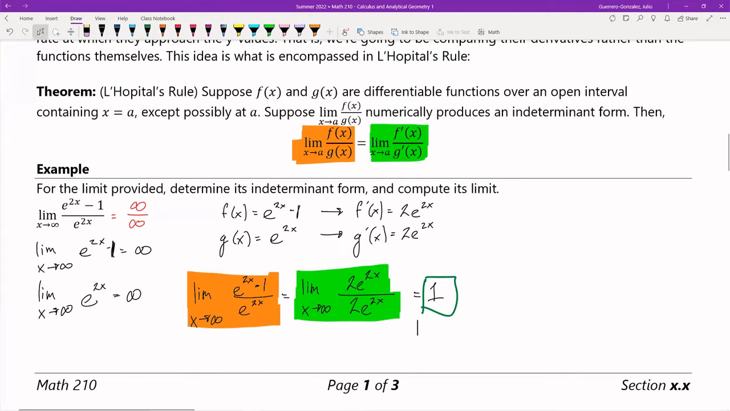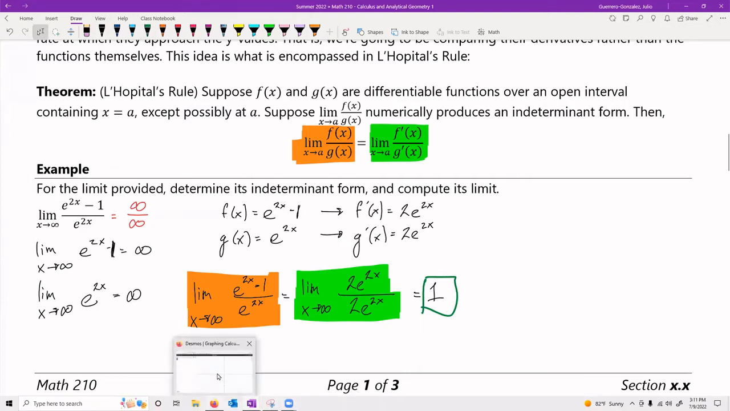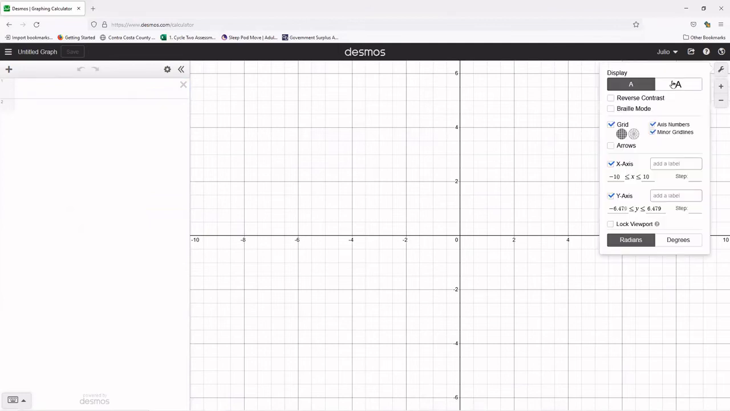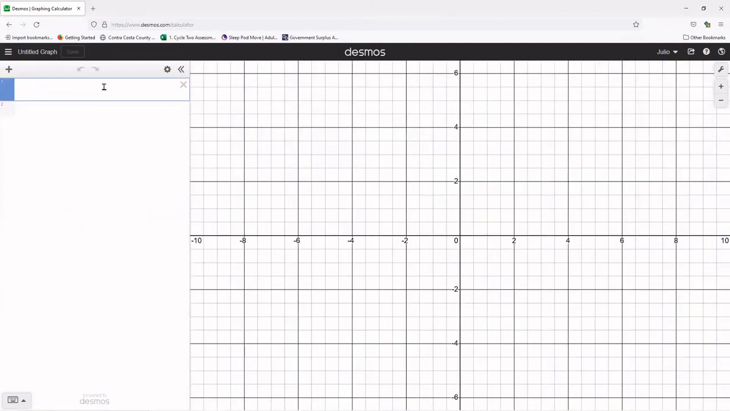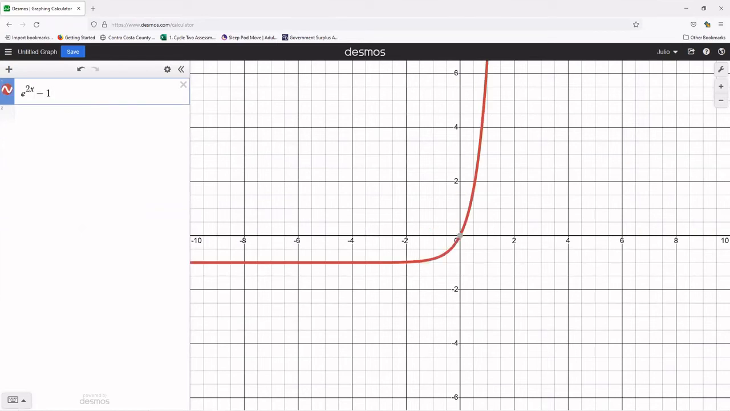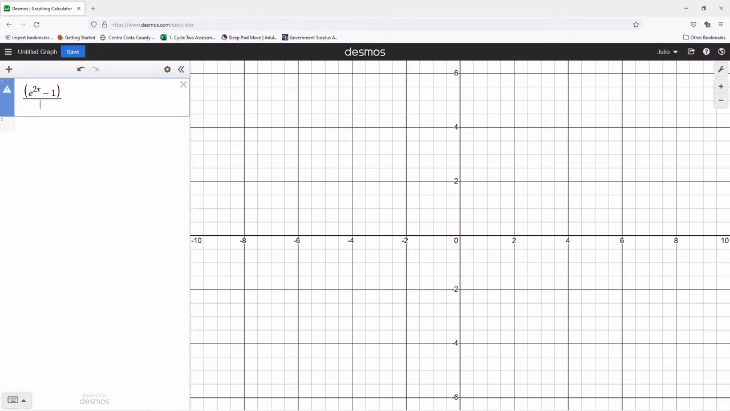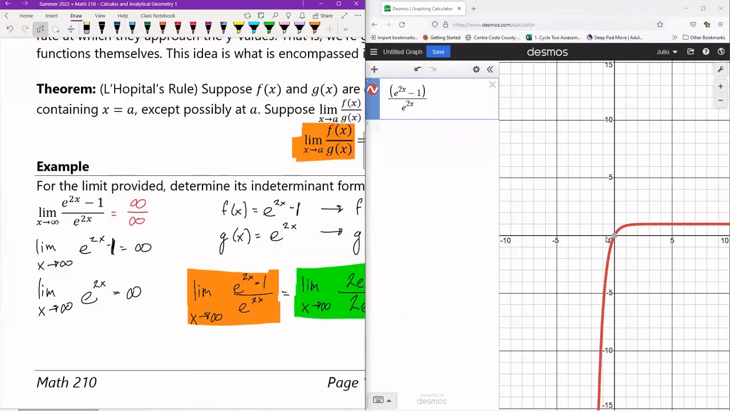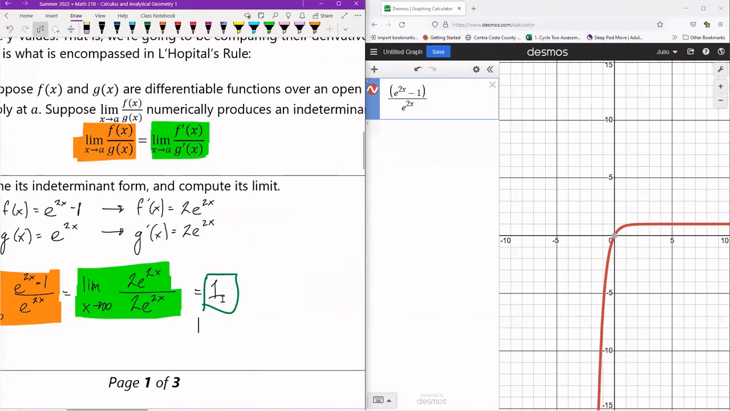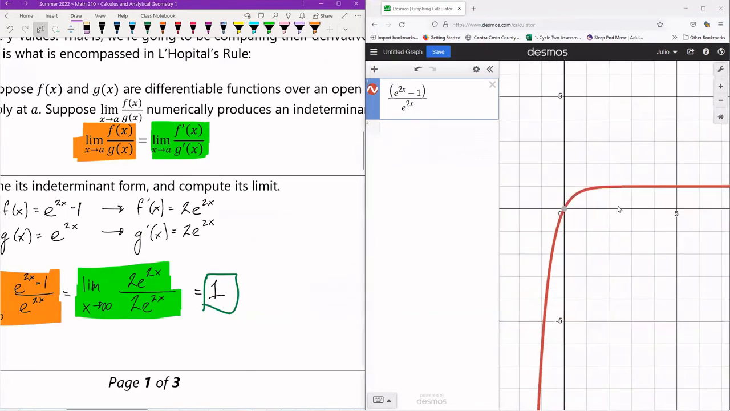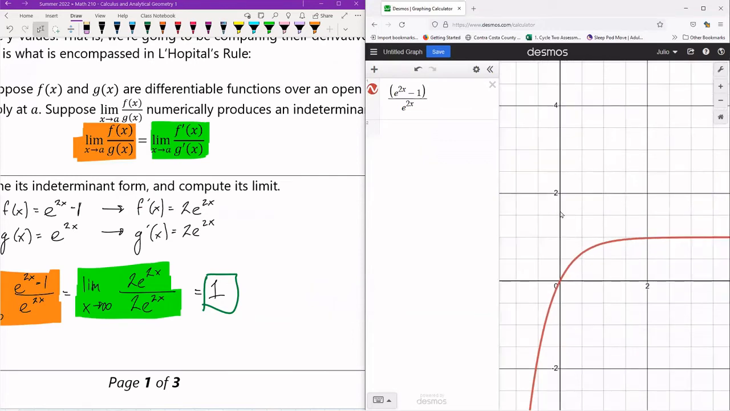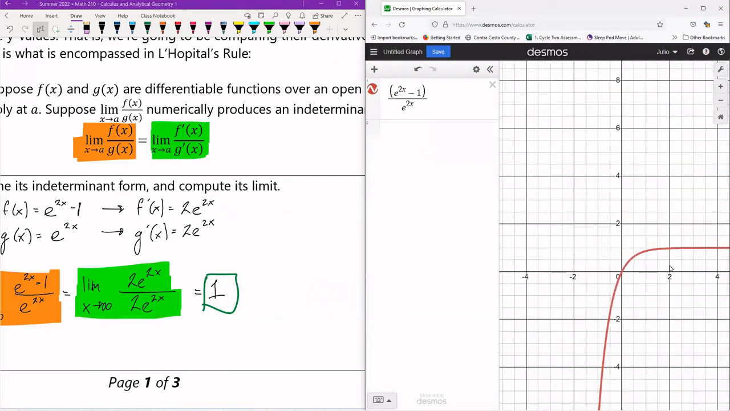So now, just to double check our work, let's go ahead and go to Desmos. Let me make this a little bigger, there we go. e to the 2x minus 1, all divided by e to the 2x. So our original answer, let me do a double screen thing here. Okay. Our original answer from our work says that our limit should be equal to 1. And lo and behold, that looks like about 1, right?